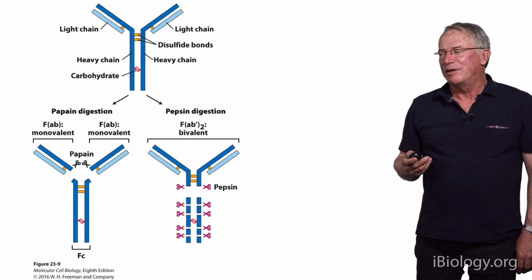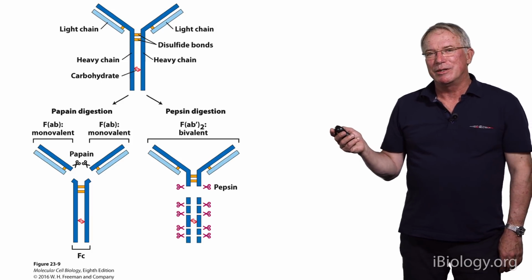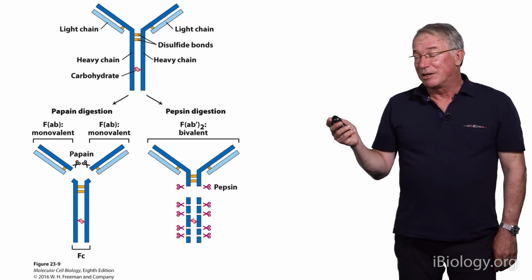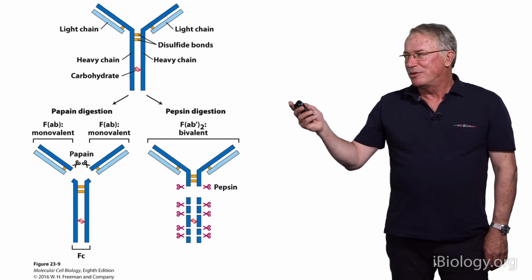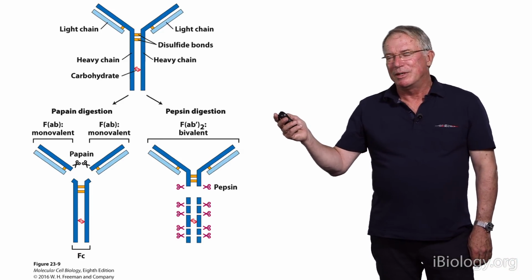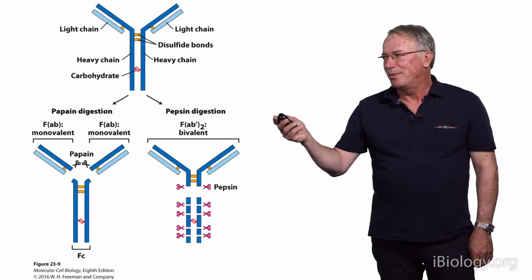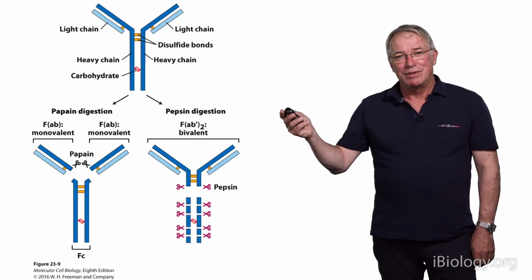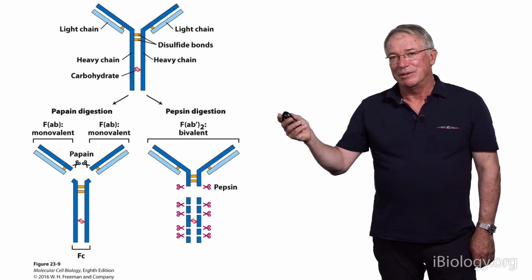So what about the structure of immunoglobulins? As this cartoon illustrates, they are proteins abundantly present in serum. They're glycoproteins composed of two identical heavy chains in dark blue and two identical light chains in light blue. The heavy chains are glycosylated, and the light chains and heavy chains are held together by disulfide bonds.